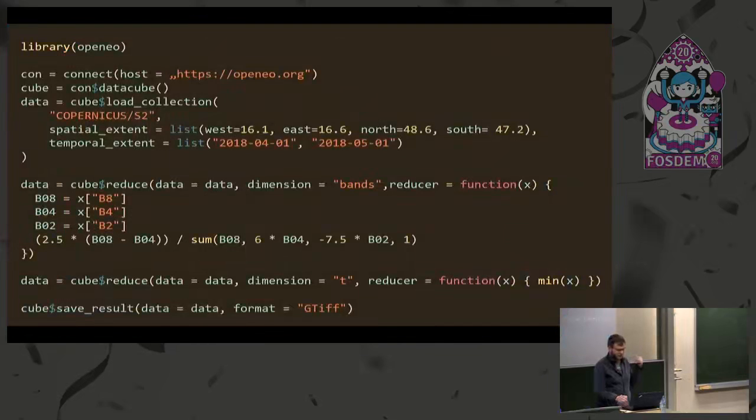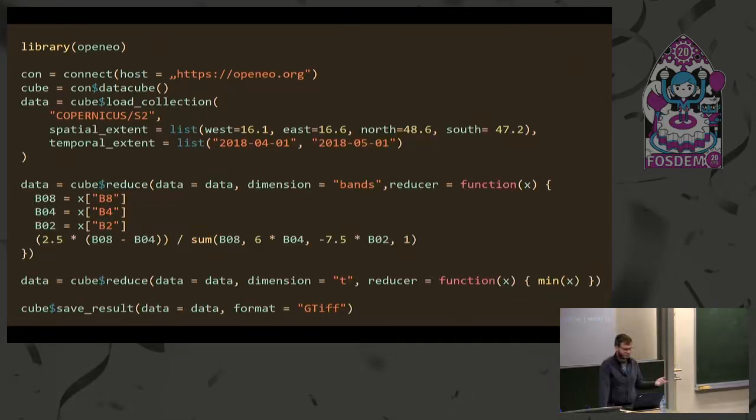This is how, for example, an EVI computation would look like in R. It's pretty easy. You just connect to the web service with a URL, and of course username and password will then be prompted. Then you basically create a data cube. You can load data. In this example, it's Sentinel-2 again. You can specify the spatial extent, temporal extents, and bands to be loaded. Then that will be loaded into a data cube.